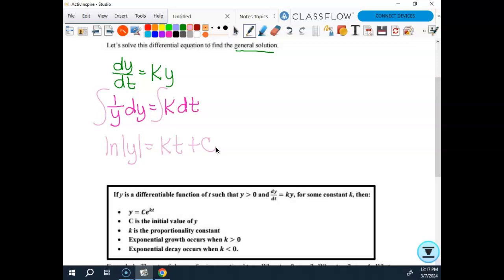Okay, here's where we integrate, right? 1 over y integrates to the natural log of y. Then solve for y, if you haven't done that yet.